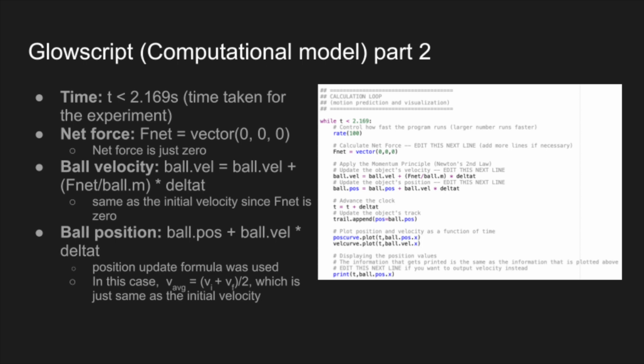The ball's velocity was the same as the initial velocity since F net is zero. And for the ball's position, I just used the position update formula. In this case, the average velocity was initial velocity plus final velocity divided by 2, which is also just the same as the initial velocity.